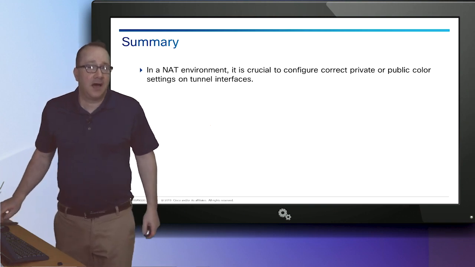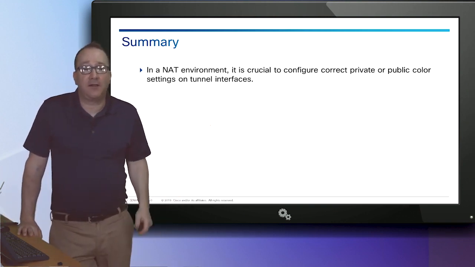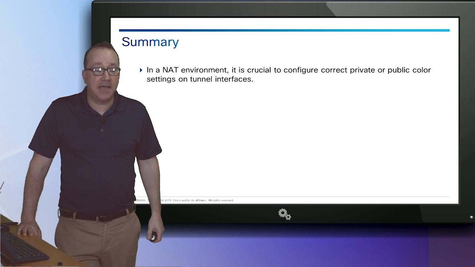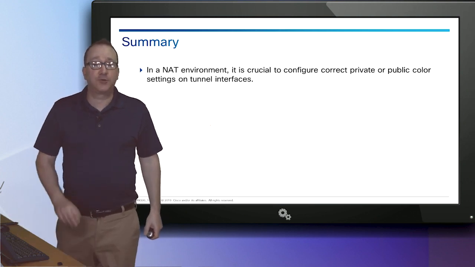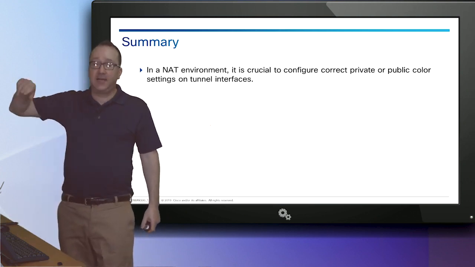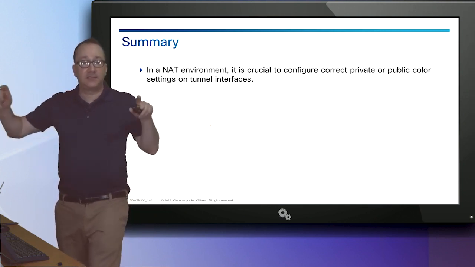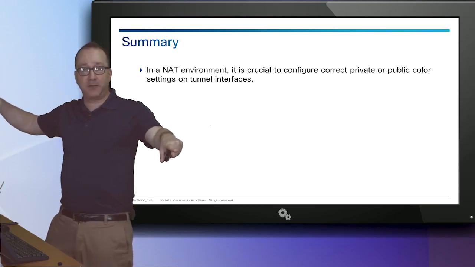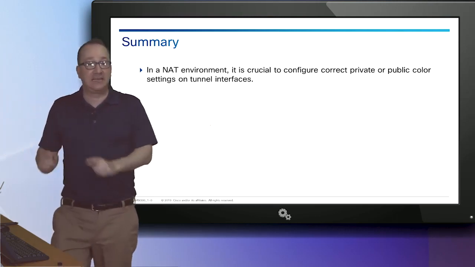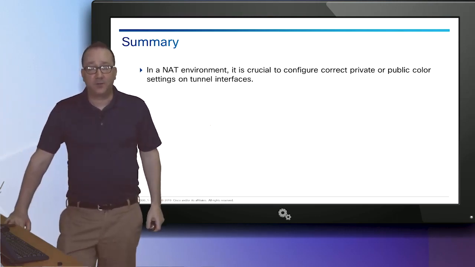So in summary, in NAT, it's crucial to configure correct color settings on the tunnel interfaces to make sure that we have connectivity and to make sure that vBond can recognize, hey, those two are on a private network, they can connect directly. These two, that one's on a private network, this one's on a public network. We have to take NAT into consideration. Okay? And the color is the way that we tell it that.